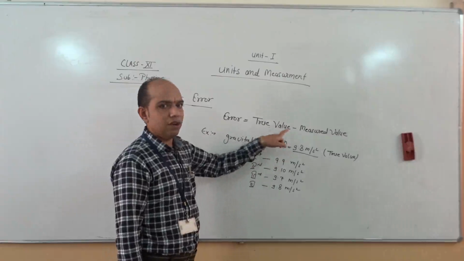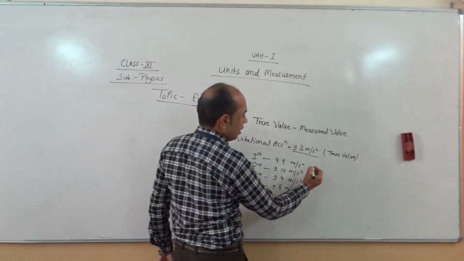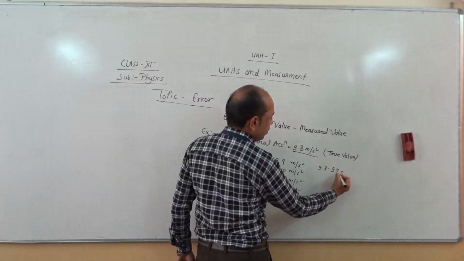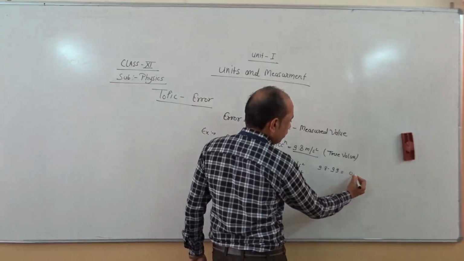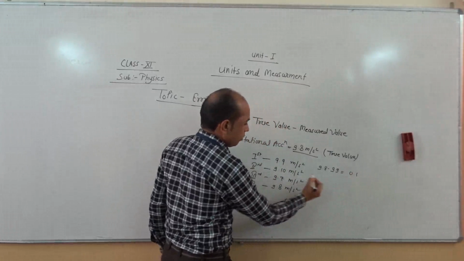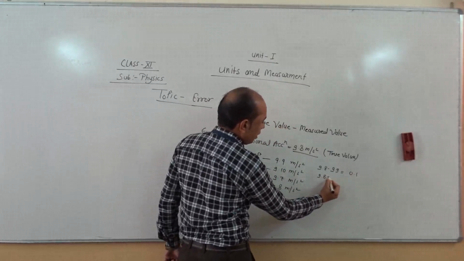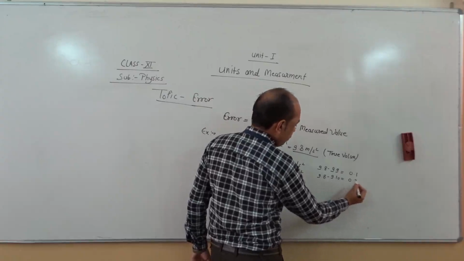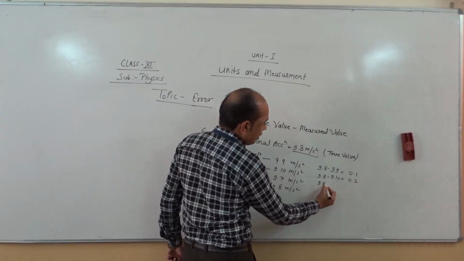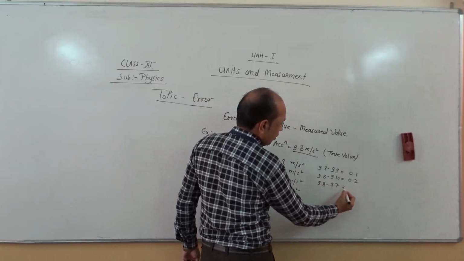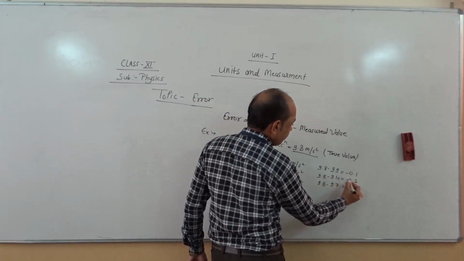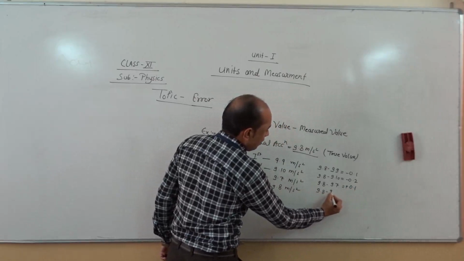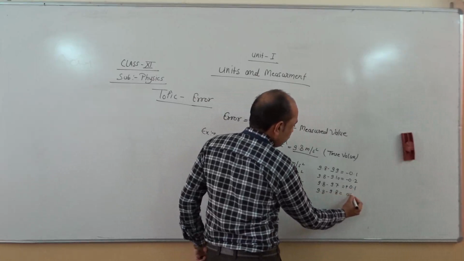If I put all the values in this identity, what do we get? 9.8 minus 9.9 equals 0.1. Similarly, 9.8 minus 9.10 is 0.2. 9.8 minus 9.7 equals 0.1, and 9.8 minus 9.8 is equal to 0.